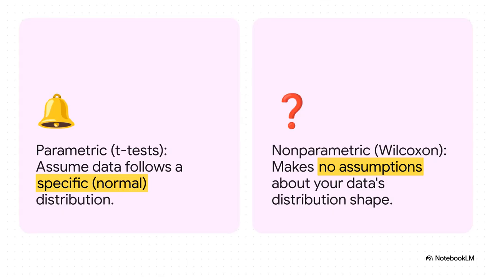So here's the fundamental fork in the road you have to think about: the choice between parametric and non-parametric tests. The t-tests are called parametric because they make assumptions about your data's parameters, specifically that it fits that nice normal distribution. The Wilcoxon test, on the other hand, is non-parametric because it couldn't care less about the shape. It works by looking at the ranks of the data, not the exact values, and that's the secret to why it's so tough and reliable, even with really messy data.